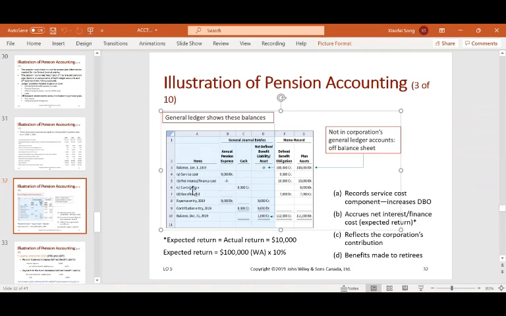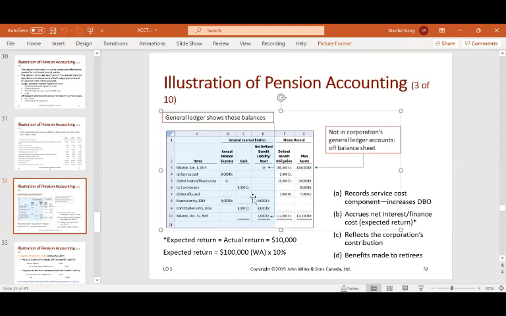The contribution only increases plan assets, and does not affect the defined benefit obligation. So the quasi journal entry will be the company pays cash, that's a credit to cash, and the plan asset increased by the new contribution, that's a debit to the asset to increase it. Right? It looks like a journal entry.